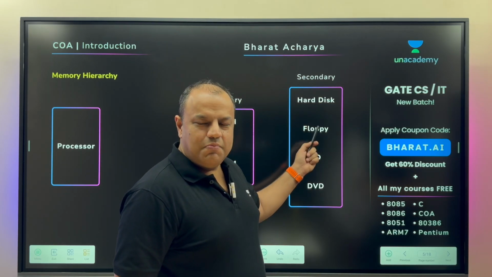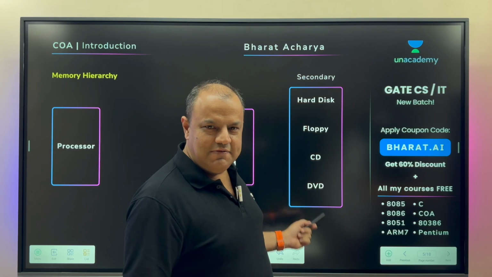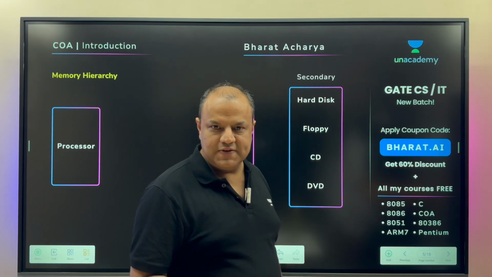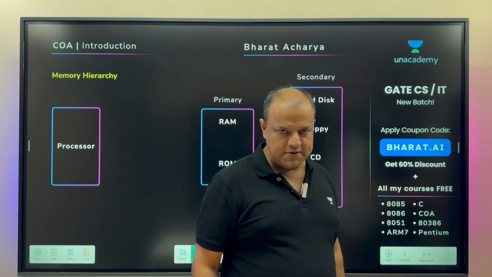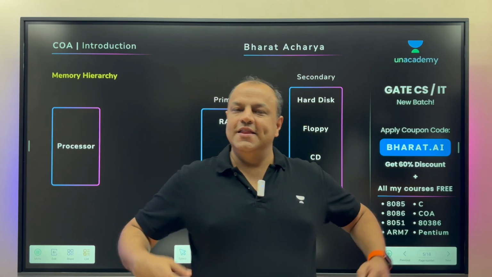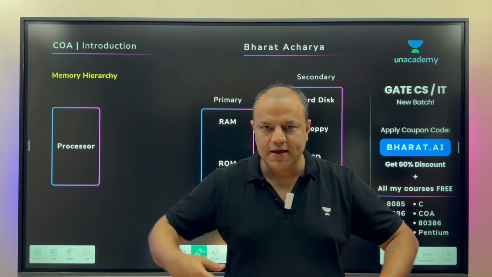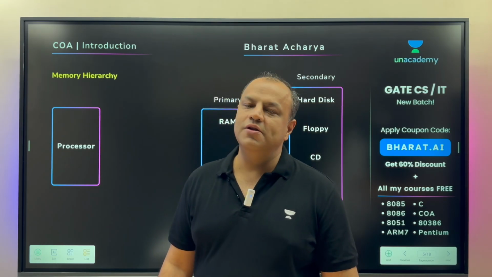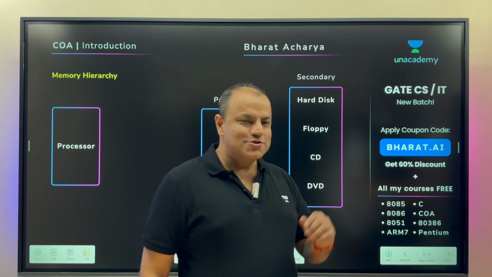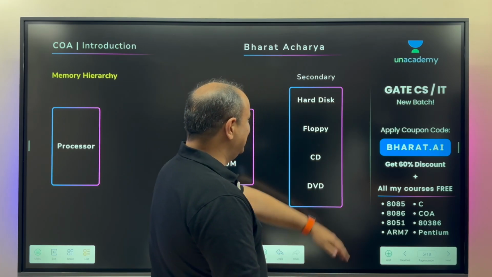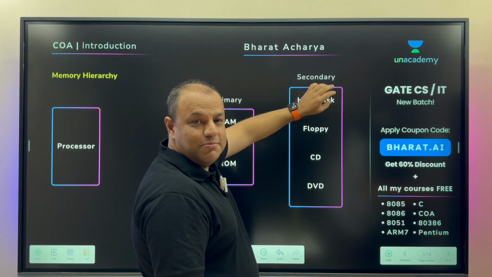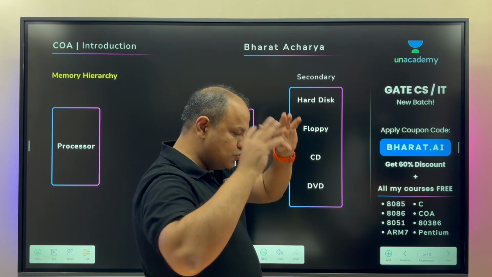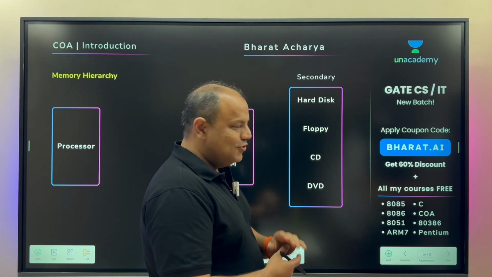CD replaced floppies because they were much bigger in size. DVDs replaced CDs because they were much bigger, not in physical size, but in storage capacity. You understand what I'm saying, right? And then they got replaced by pen drives, and today they are replaced by the cloud. Today, if I want a song from you, we don't need any device. Just put it in the cloud, give me the link, right? Those are all secondary forms of memory. And the static secondary memory inside your computer, which holds all your information, is your hard disk.